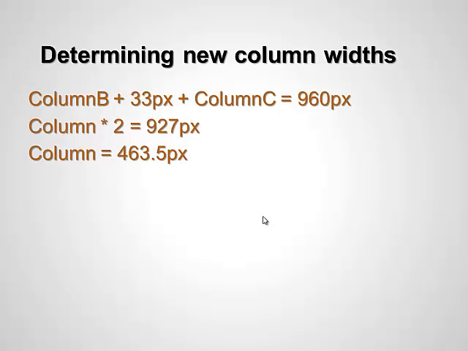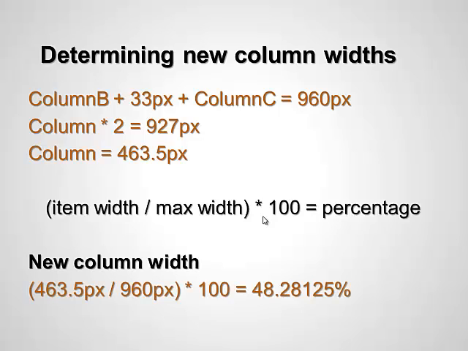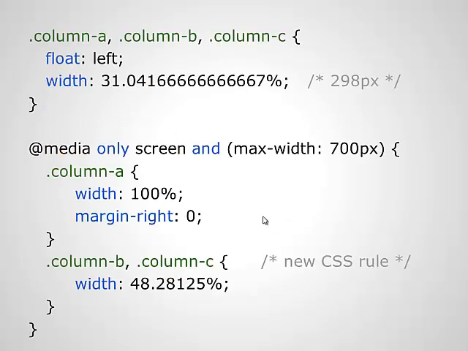And we know that column B plus that 33 pixel gutter, assuming we leave the gutter size alone, plus column C is going to be equal to 960. So, going back to thinking in fixed width pixels for a minute, we've determined that our columns B and C are 463.5 pixels. And then we can plug those into that equation to turn them into a percentage, which lets us know that about 50% is in reality 48.3-ish.